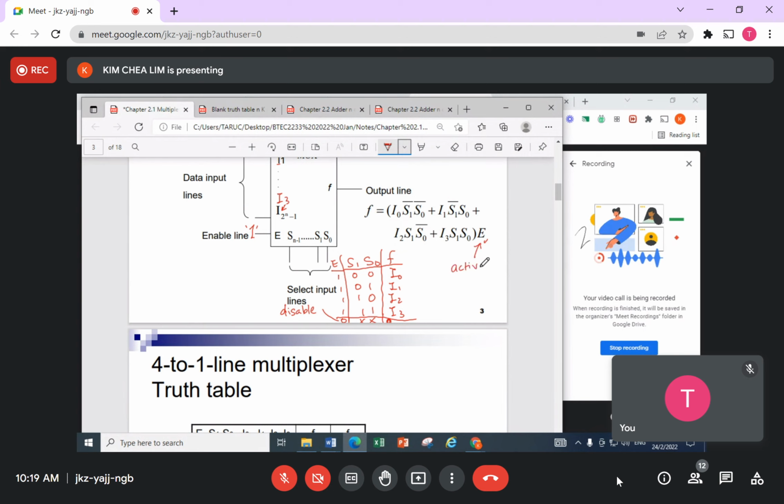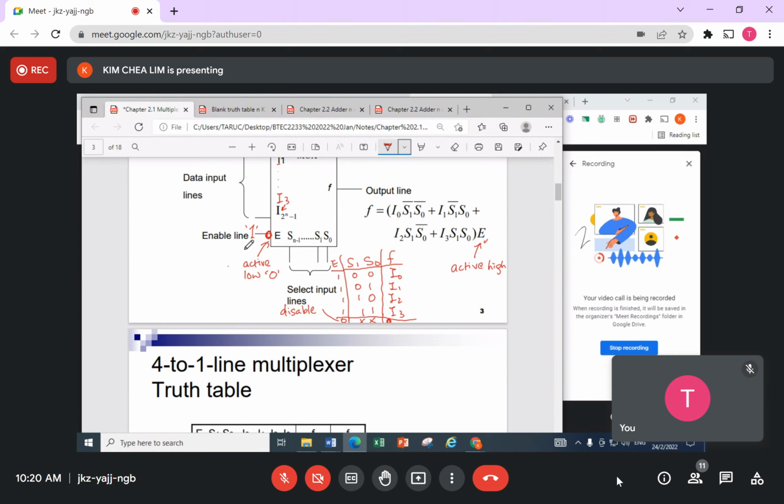If it responds to a 1, then we say that it is an active high enable. If you see here a bubble, a small circle, then we call this one active low. So to make this multiplexer work, I must put a 0 to it. Active low. To make it work, I must put a 0 to it.